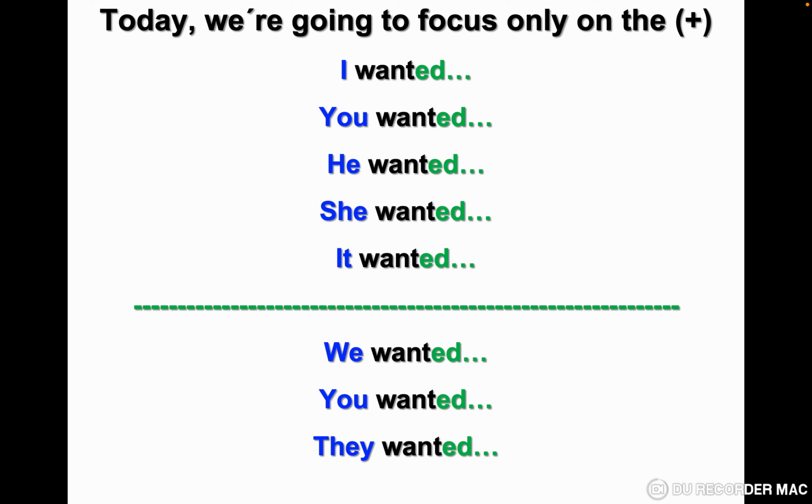So today we are going to focus only on the positive because we have ed or the verb changes the vowel. Because in the negative and in the question, the verb doesn't change. It remains in the infinitive. But these things, we are not going to study them today. Today we are going to see just the past of verbs before we can make these verbs in sentences and forms, negative and question.